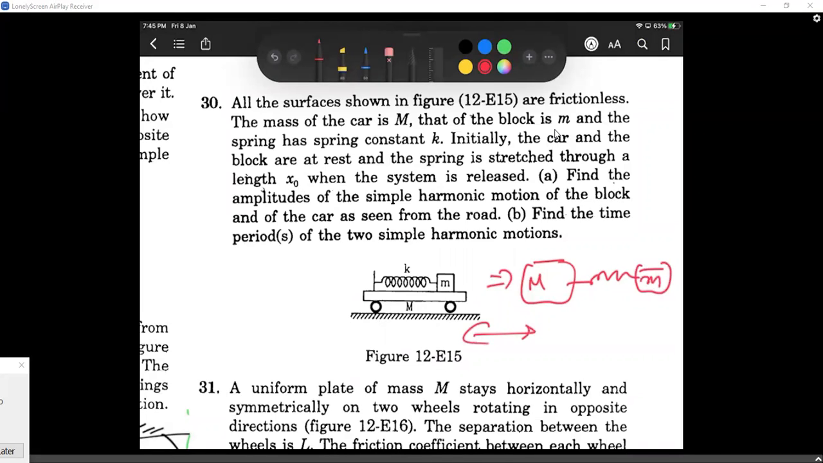These two questions are completely similar. Can I tell you why? Since there are no horizontal forces in between them, if only there was friction, they're not similar. But since there is no friction at all, there are no horizontal forces in between the bodies. If there are no horizontal forces in between the bodies, it doesn't matter if they're like this or they're like this. There will be vertical forces, but we are not talking about vertical oscillations here, right?